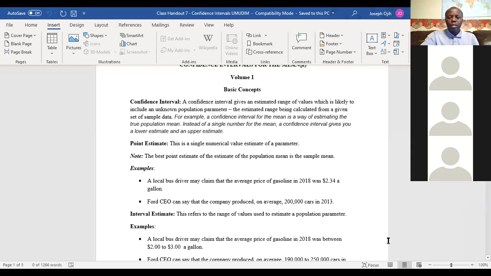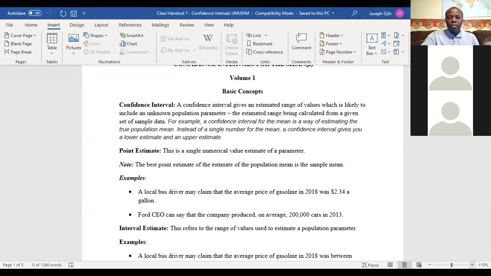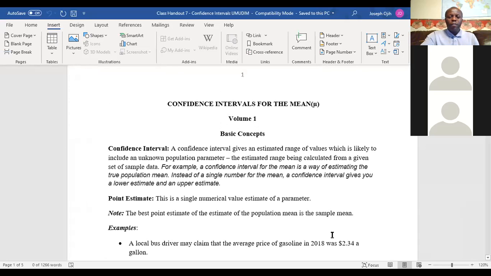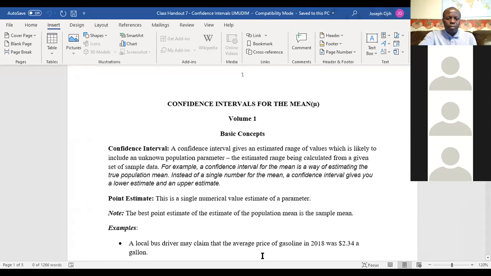Let's begin. Confidence interval gives the estimated range of values. I'm sorry, can Ms. Ford please mute? Okay, thank you. So confidence interval simply means the estimated range of values that is likely to contain a population parameter.